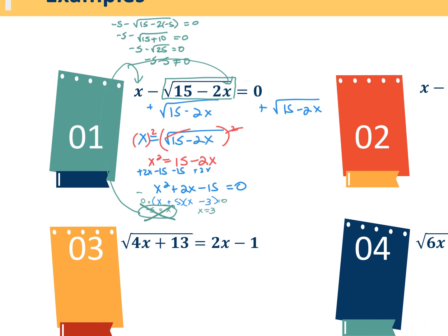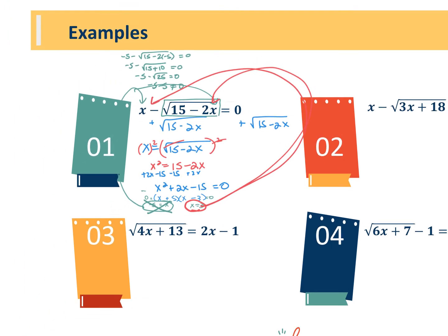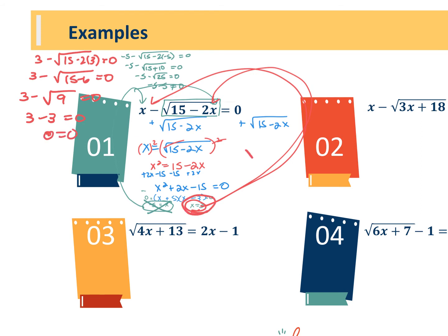Then I'm going to do the same thing with the 3. I'm going to take the 3 and plug it in to both x's. So I'd get 3 minus the square root of 15 minus 2 times 3 equals 0. And I get 3 minus the square root of 15 minus 6 equals 0. 3 minus the square root of 9 equals 0, and 3 minus 3 does equal 0. So this is the answer I keep. So x equals 3 is the only solution to this equation.